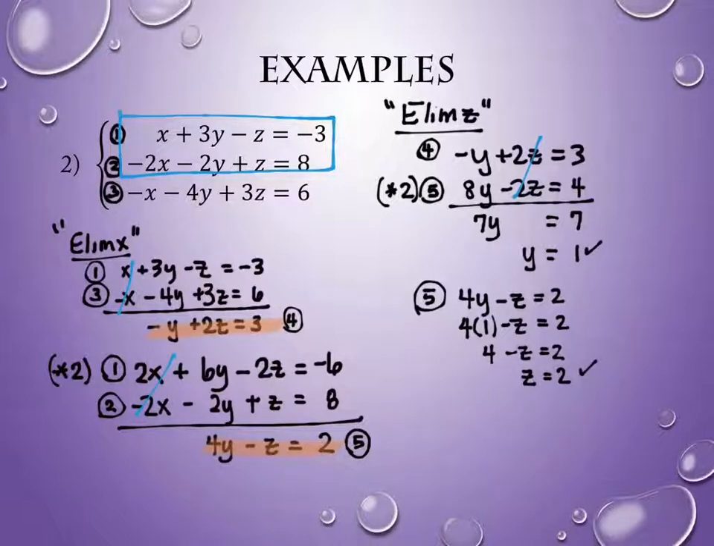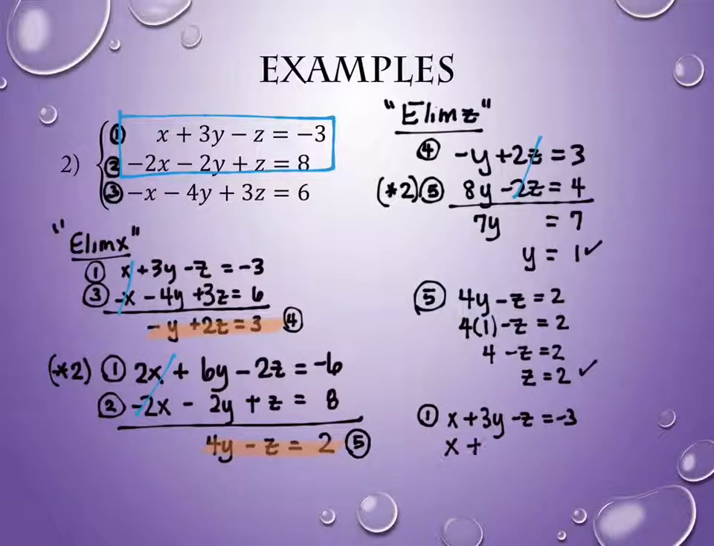What do I still need to do? I need to find x. Any of the first 3 equations, 1 through 3, have x, y, and z in them. I now know y and z, so I should be able to find x. Which equation would you like to use to find x? The first one's the nicest. Let's use equation number 1. So equation number 1 says x plus 3y minus z equals negative 3.